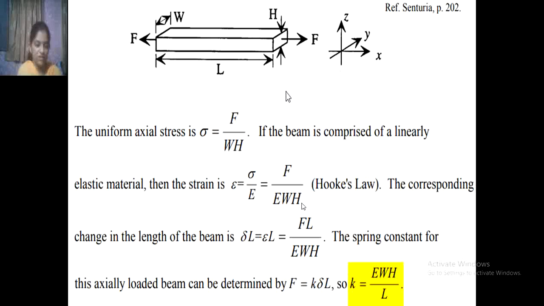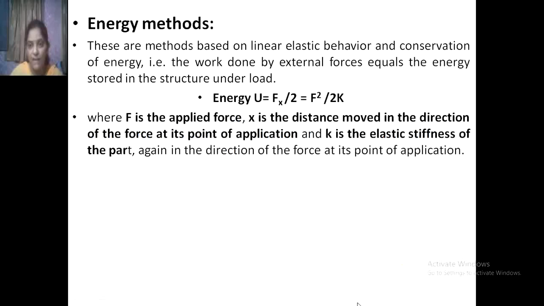So the spring constant for this axially loaded beam can be determined by F equal to K times the change in length. So K is equal to EWH divided by L. Then energy methods.